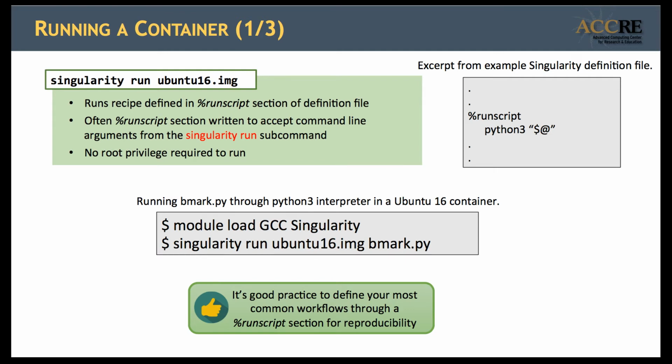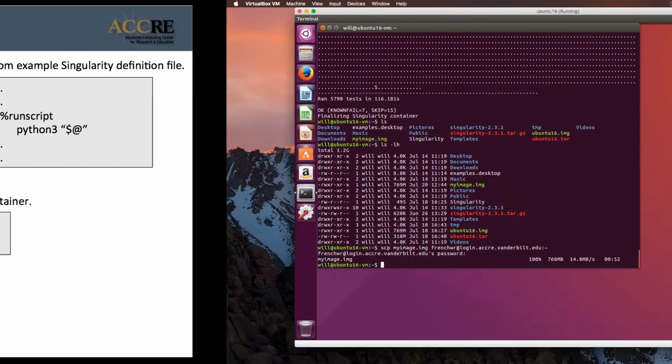You do not need root privilege to run this command. So that means you can run it from the cluster, you can run it on your VM, you can run it anywhere Singularity is installed. So if I wanted to use this on the cluster, I could do something like module load GCC and Singularity, which is using lmod, and then running Singularity run image name followed by the Python script. And this will get passed into our run script section, and it will run Python 3. It'll use the Python 3 interpreter to run this script.